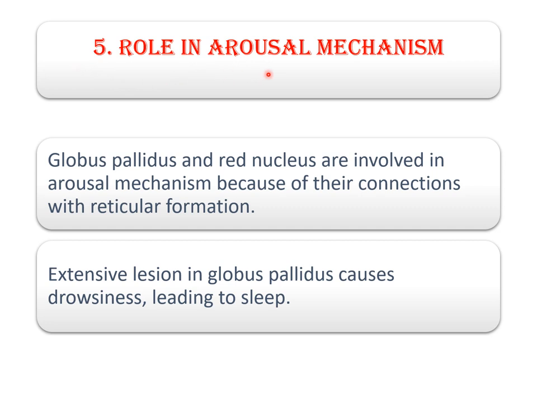Then, role in the arousal mechanism. Globus pallidus and red nucleus are involved in the arousal mechanism because of their connection with the reticular formation. Extensive lesion in the globus pallidus causes drowsiness and that leads to sleep.